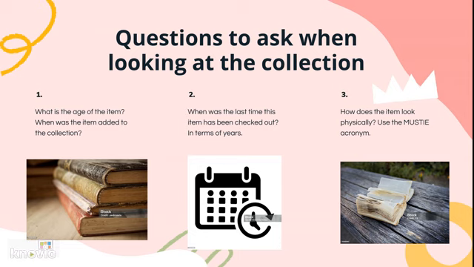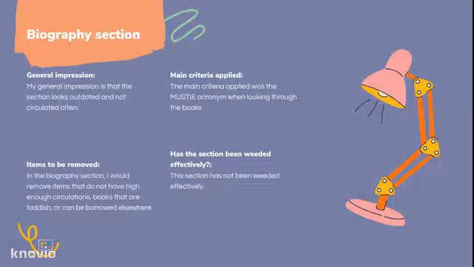And then the third question to ask is, how does this item look physically? And for this, I use the MUSTY acronym. So I looked at the biography section that we have in our library, and my general impression is that the section looks outdated and it is not circulated often. I know this because our library's biography section is rarely checked out.